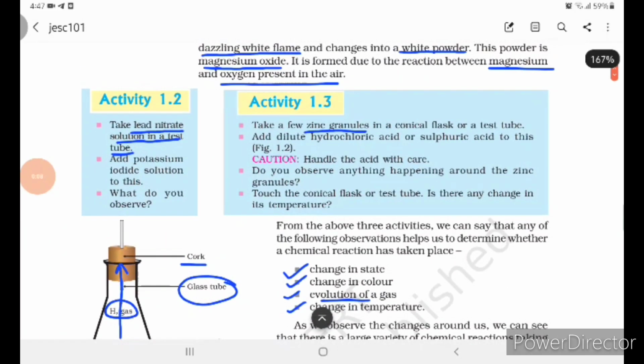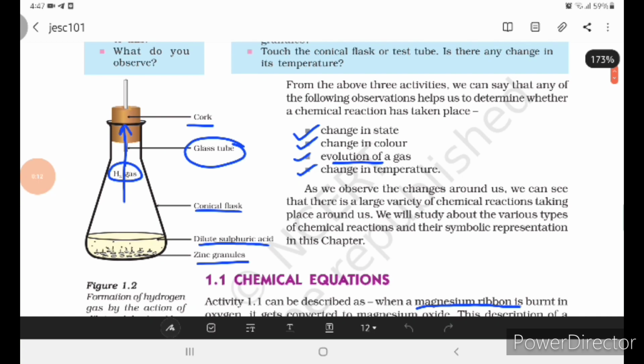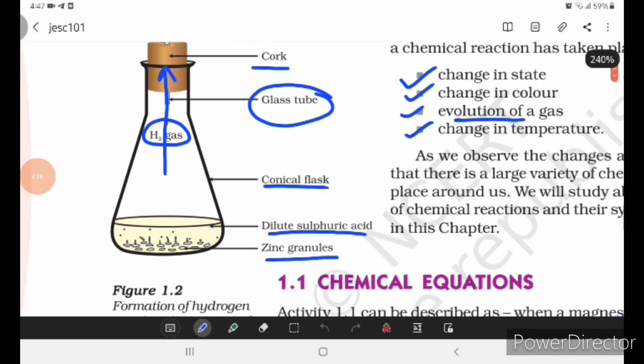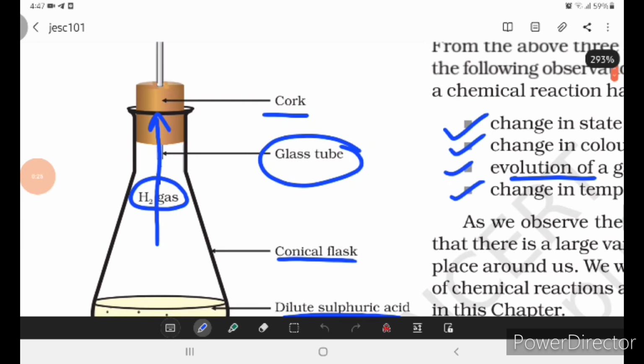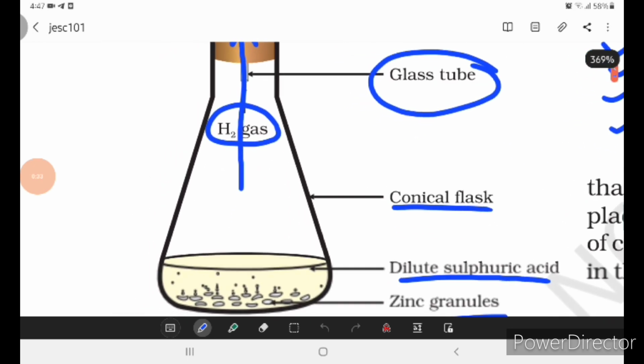If we go through activity 1.3, in this activity they are saying that first we need to take a conical flask, add some zinc granules into it, and also add dilute sulfuric acid to it. Now fix a cork with a hole in it at the mouth of this conical flask and pass a glass tube through the hole in the cork.